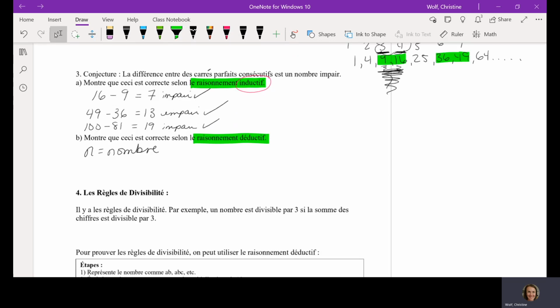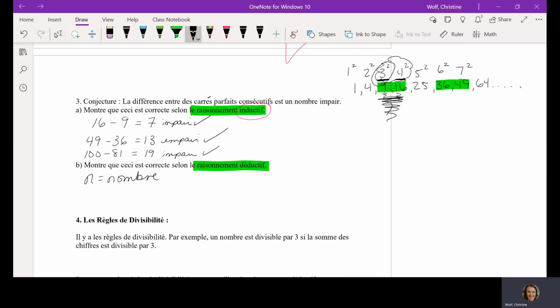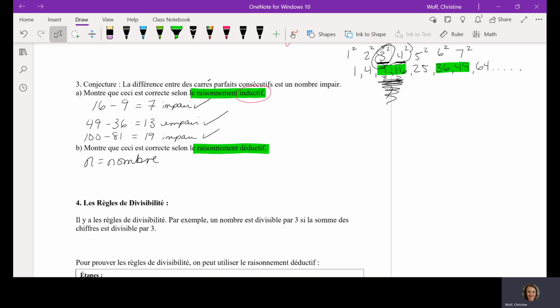So, quand je fais le preuve ici, n va être le premier, the first number I'm choosing. So, like in this case, it would have been my 3. Then la prochaine nombre, si c'est consécutif, I want that to be 4, sera n plus 1. Et ça, c'est le deuxième nombre, ou la prochaine nombre.